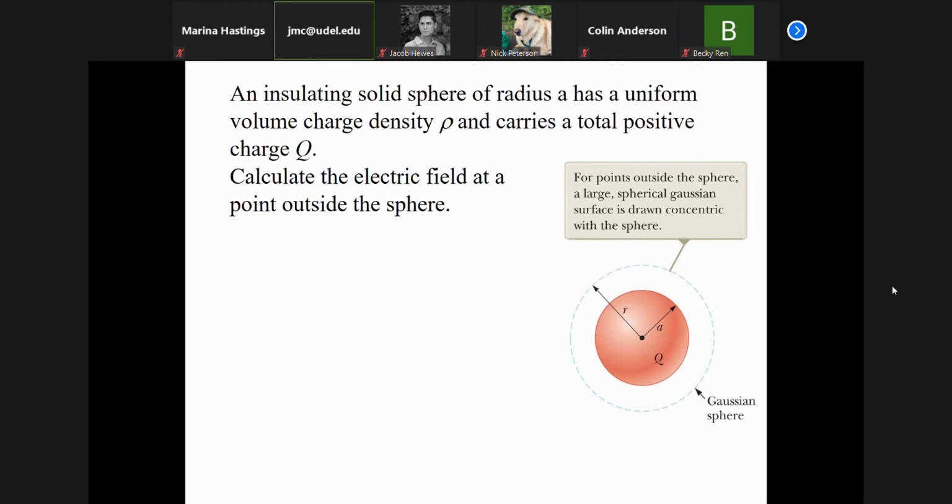And of course, to reflect the spherical symmetry, the best type of surface to use is a spherical surface, and that's what you can see drawn here. It should be concentric with the charged sphere as well, such that the electric field passing through the Gaussian surface is perpendicular everywhere. In other words, E dot dA is equal to E dA. All right, so let's write this out here. Gauss's law.